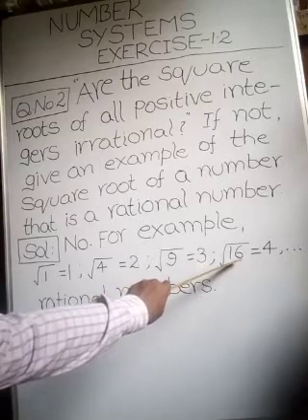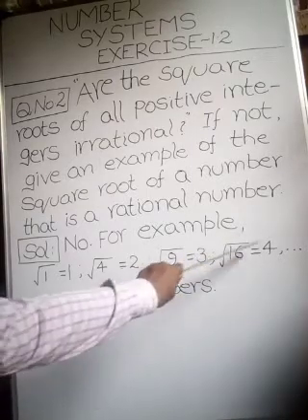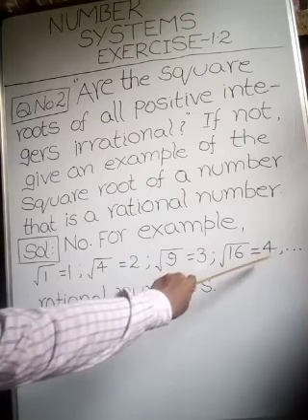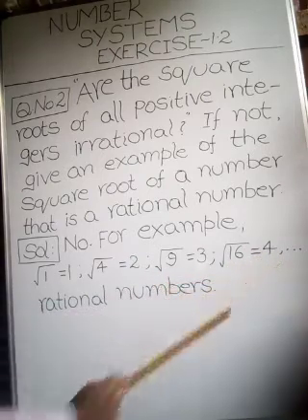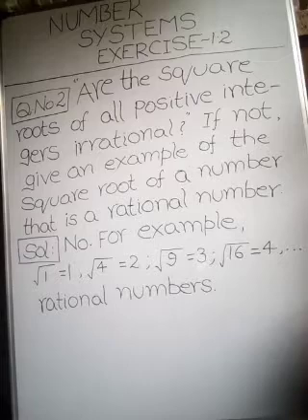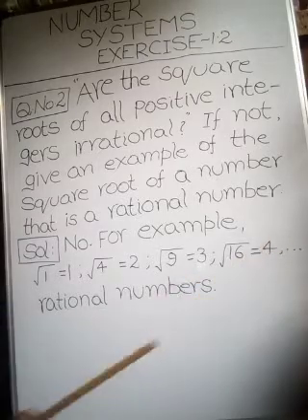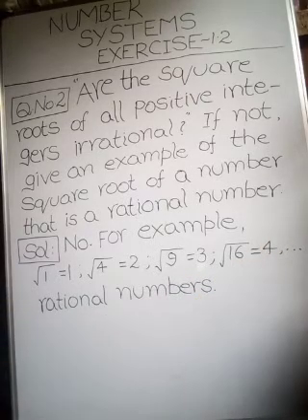Similarly, 16 is a positive integer. Square root of 16 is equal to 4. 4 is a rational number. It is not an irrational number, and so on. So these are all rational numbers only. So the positive square root of positive integers may not always be an irrational number. They may be rational numbers. Understood, my dear children? Right.